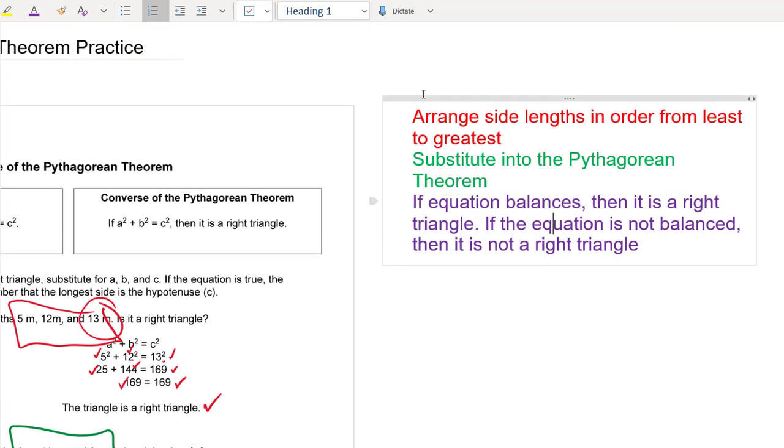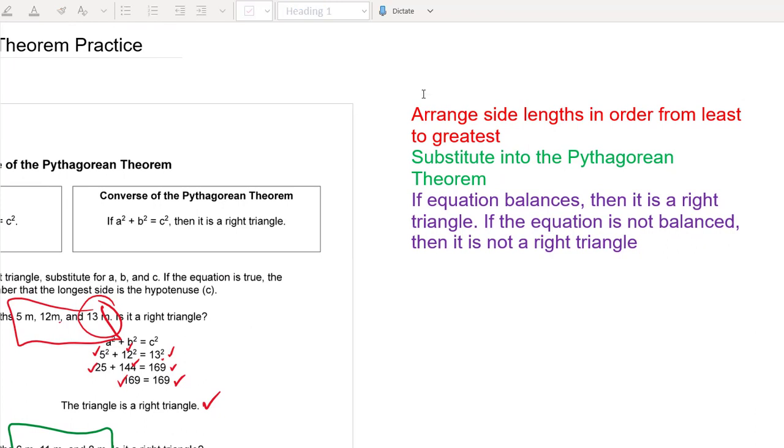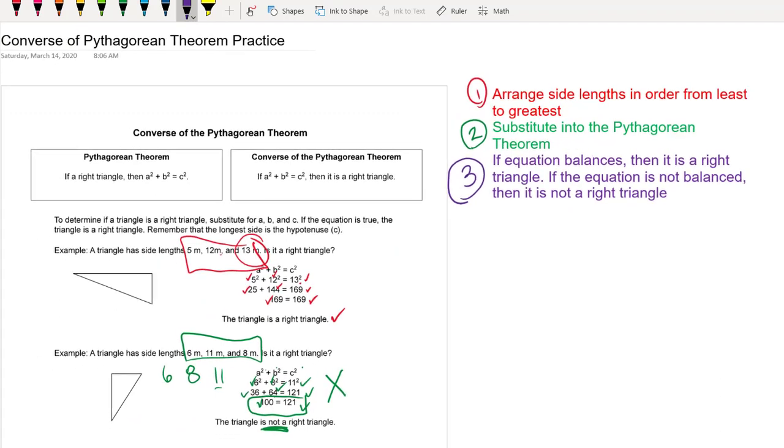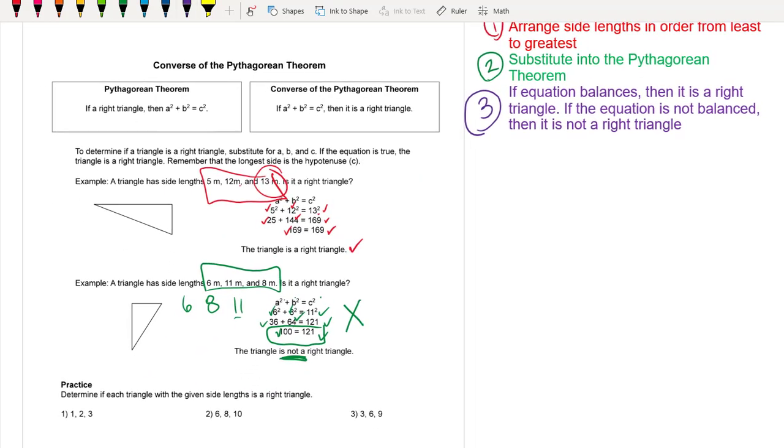So we arrange the side lengths in order from least to greatest. Then we substitute into the Pythagorean theorem. And then last, if it balances, then it's a right triangle, and if the equation is not balanced, then it's not a right triangle. So we'll try that a couple of times.